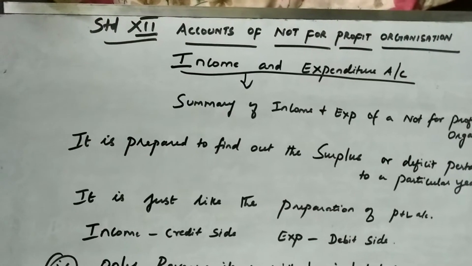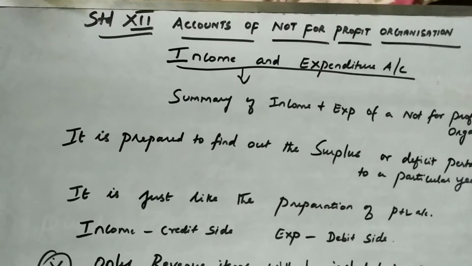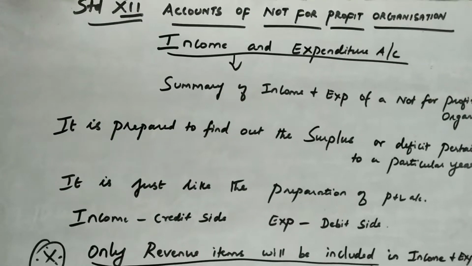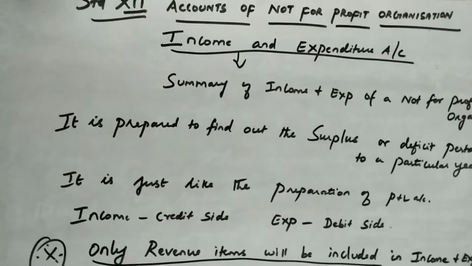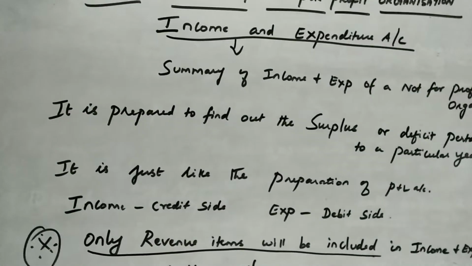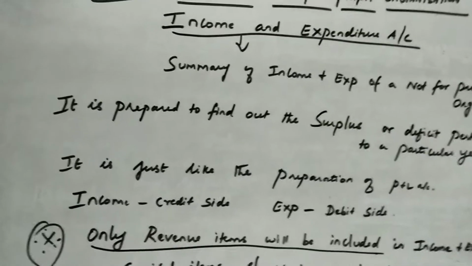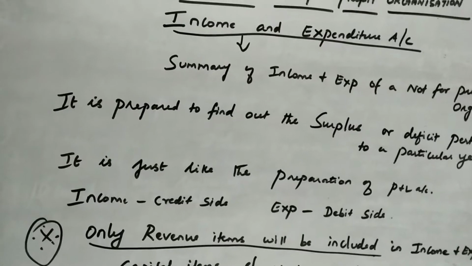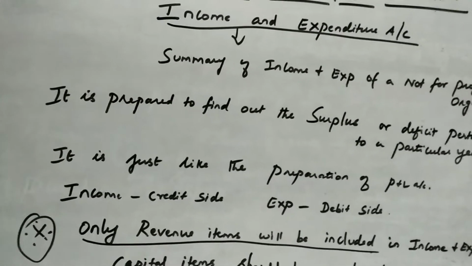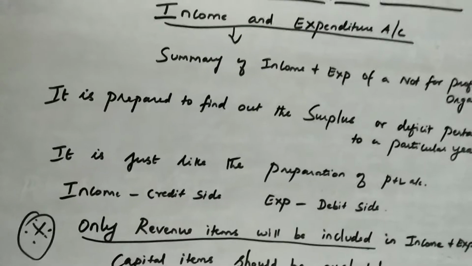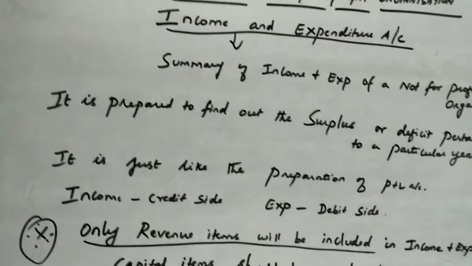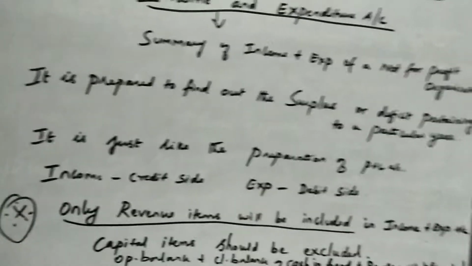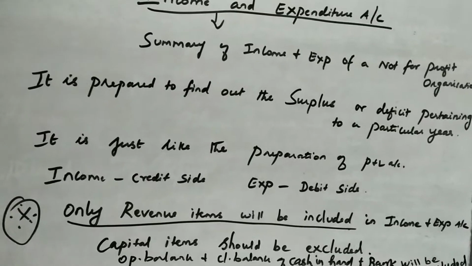Welcome back, students. Now we are going to see about the income and expenditure account. In the introduction part, I told you in case of business organizations we will be preparing profit and loss account. For not-for-profit organizations we prepare income and expenditure account, which is similar to the profit and loss account. So income and expenditure account is a summary of the income and expenditure of a not-for-profit organization.